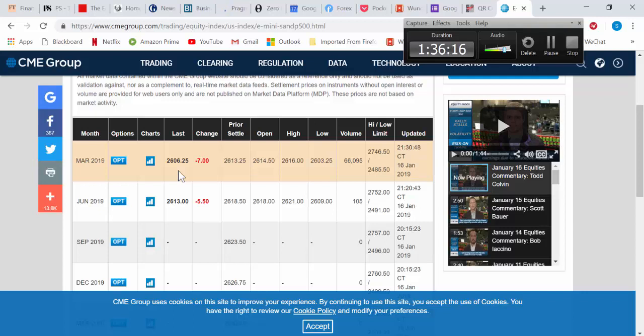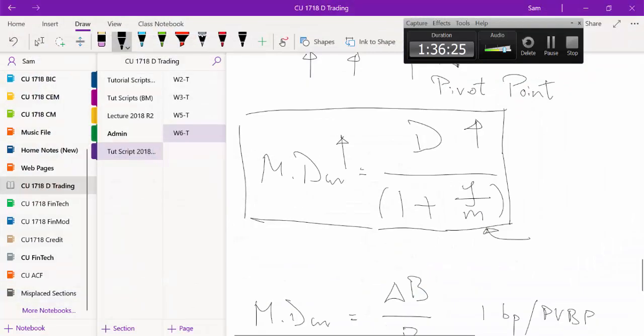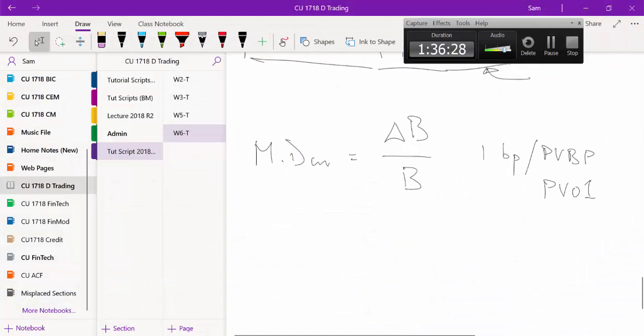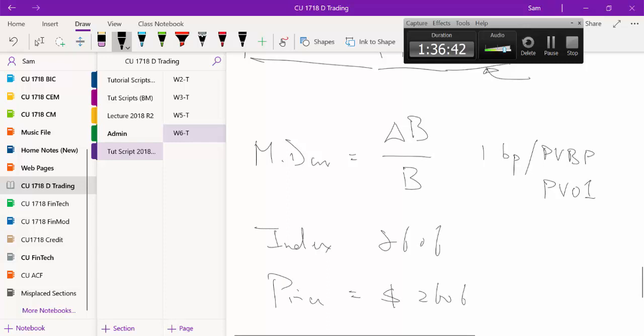Now you're wondering, does that mean I pay $2,606? No, it doesn't. There is this thing called index point value, and in this case, the index point value is 50. So 2,606 means the price of one contract will be 2,606 times $50. That's the size of one contract.